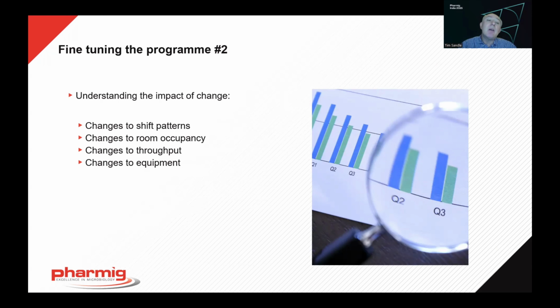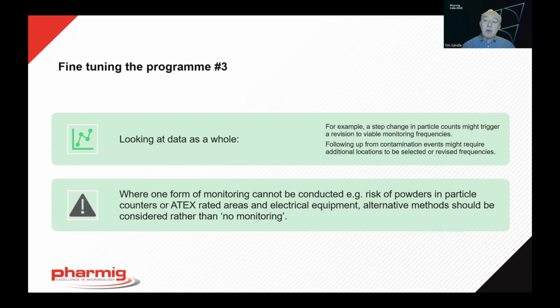So, if we're changing shift patterns, let's say we're introducing 24/7 working, if we need to increase the number of people who are going to be present in a room, if we're ramping up our manufacturing throughput, if we're introducing new equipment, these are all variables that can impact upon the state of the environment. And again, reflecting all of that back into trending is important as well.